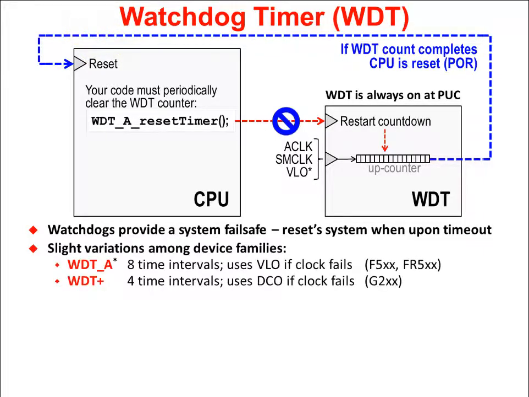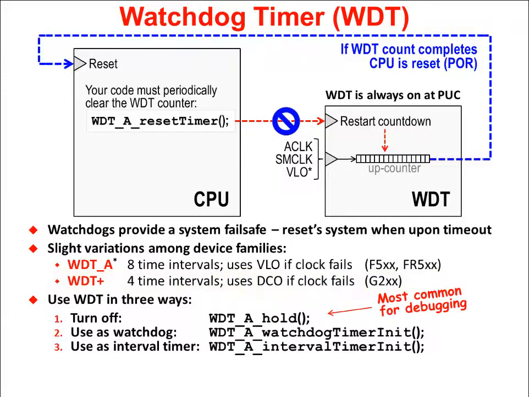So there are some slight variations amongst the various Watchdog timers. The one on the 5XX and the FR5XX devices is the WDT_A timer. And it's just a little fancier. It has a few more time intervals. It also allows the VLO to be its input. The WDT Plus is the one that's on the G2553 device.